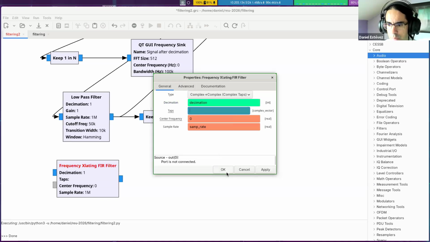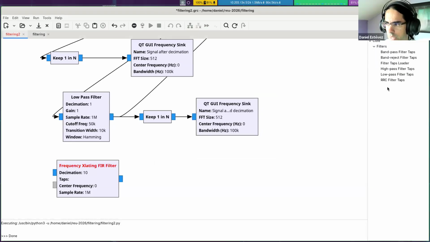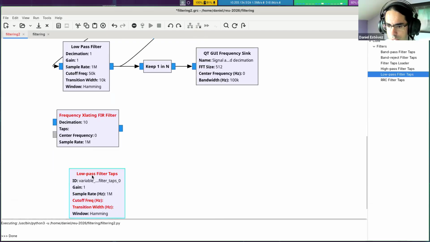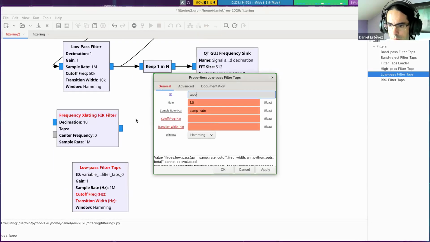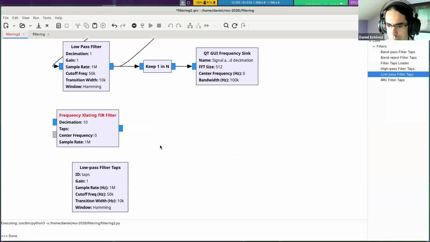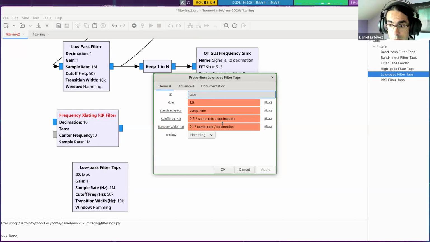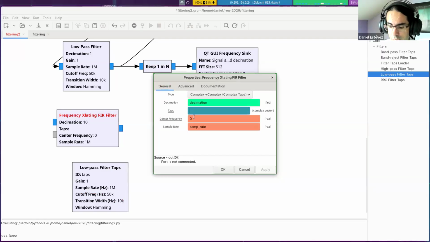Decimation. Then what do we do about the taps? I showed that last week, I think. There is a low-pass filter taps block, and we can give it a name. We can set the same parameters. So the sample rate is just sample rate. Sorry, I'm getting ahead of myself. That is the cutoff frequency, and I had this set to sample rate divided by decimation. So I'm setting the same parameters as here. And then this is setting a variable basically with the filter coefficients. And this ID is taps.